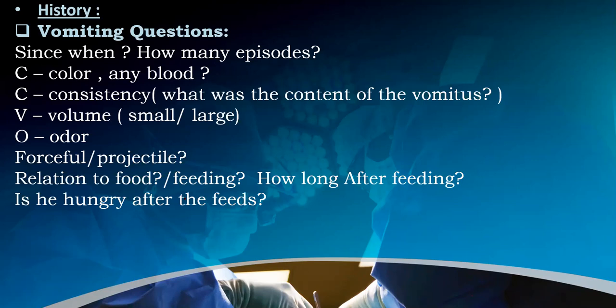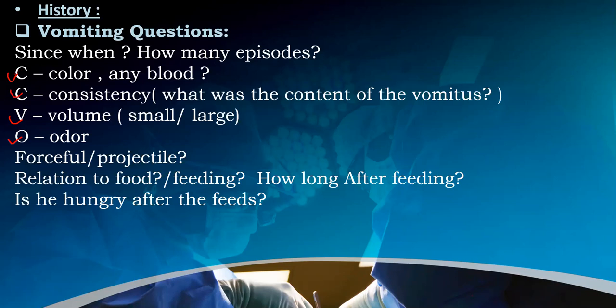Now you need to ask the detailed question of vomiting. What is the detailed question of vomiting? First of all, since when? If they don't give you a time duration, then you have to ask since when he has been vomiting, how many episodes in a day. Now, for any discharge, for anything coming out of the body, we use a term called CCVO. CCVO is the color, consistency, volume, and odor.